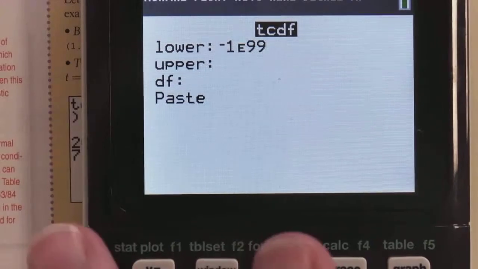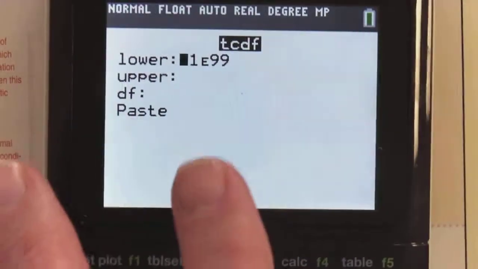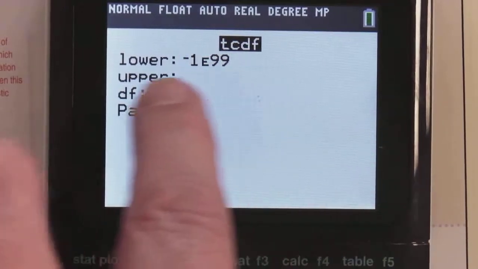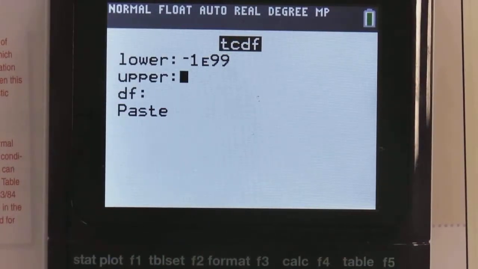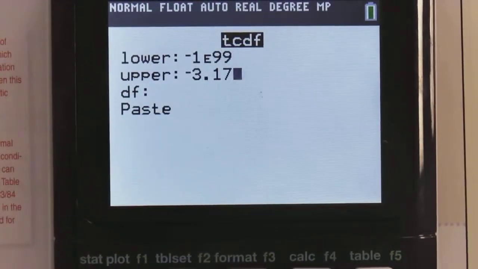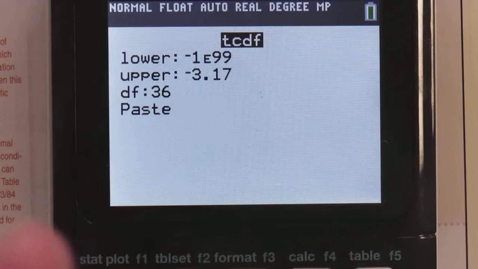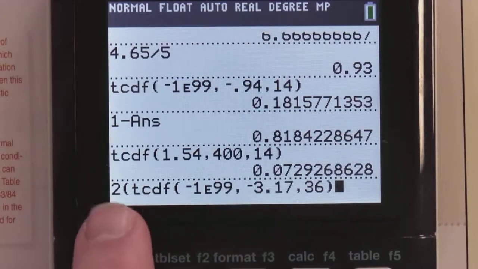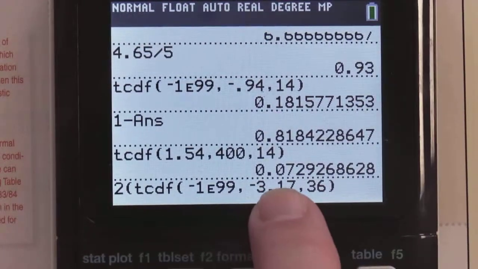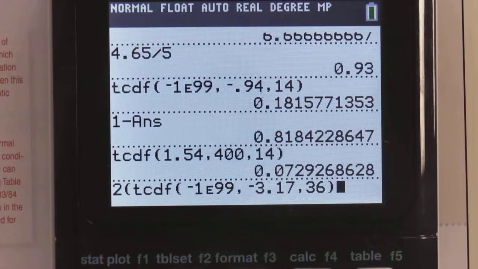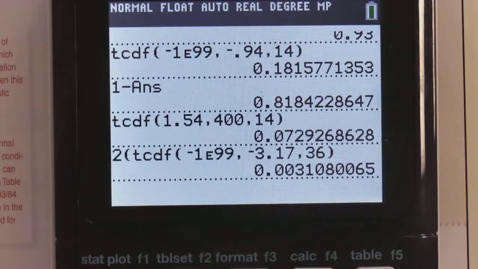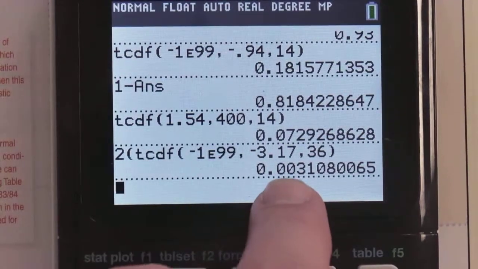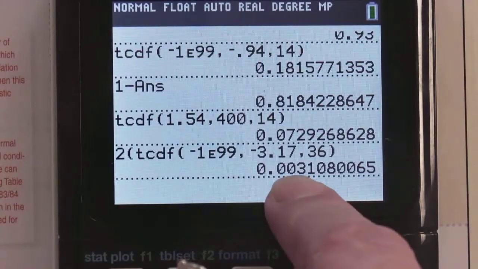That's why we did the 2 times, because we want both ends. So the lower is negative 1, that's really, really low in the t-score, and then negative 3.17, and degree of freedom of 36. Notice when we did it in the book, we had to use a degree of freedom of 30 because it didn't have 36. We multiplied that times 2 because we not only want the lower end, but the upper end, and they're identical, so you can just multiply times 2. Everybody good? Okay, so there would be the area under both ends.